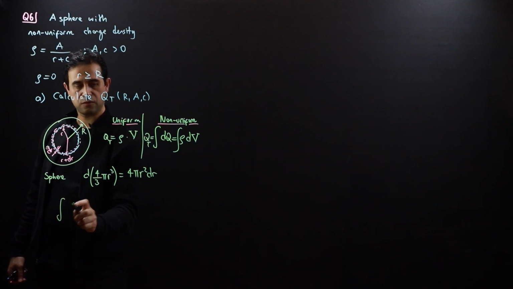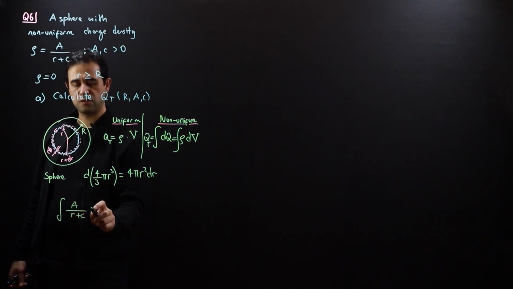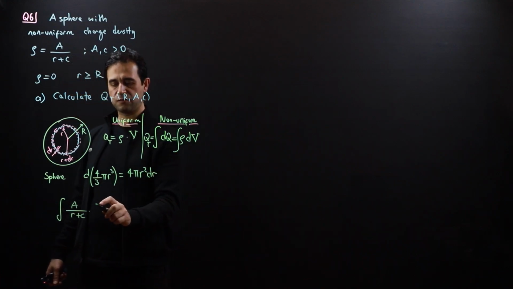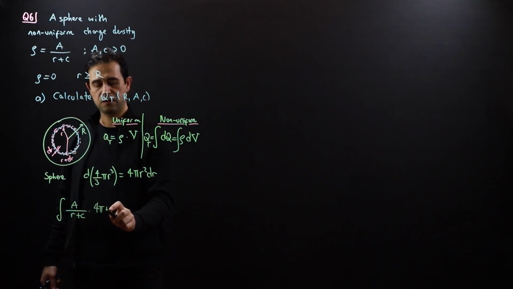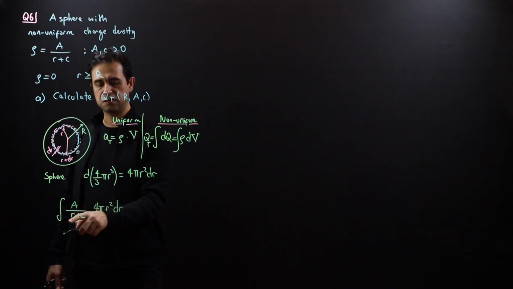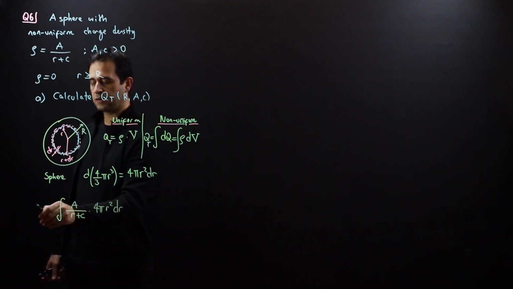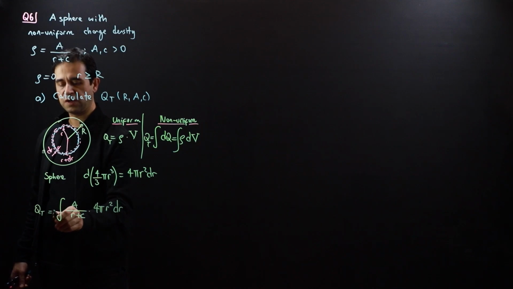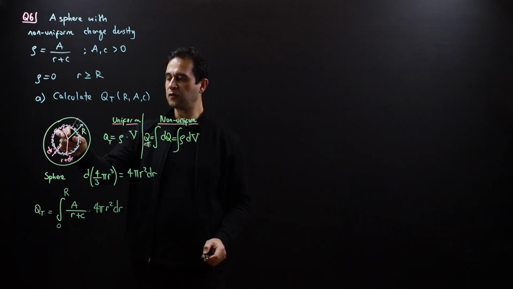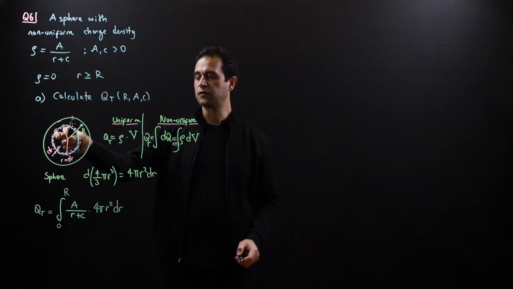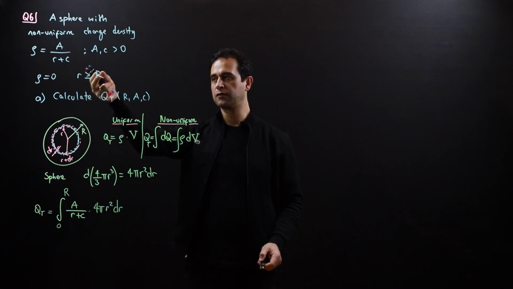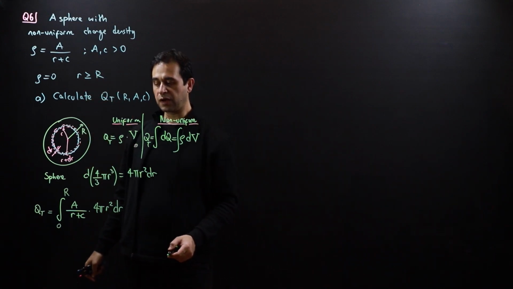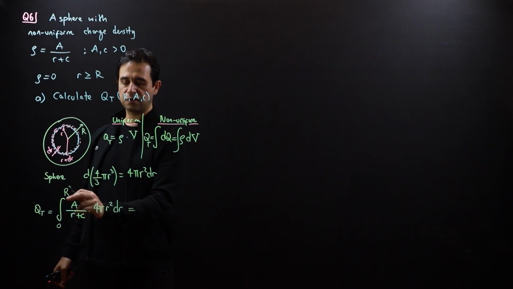So the integral of rho dV, where rho is a divided by r plus c. This is rho, and I'm going to multiply that by dV, which is 4 pi r squared dr. So this is rho times dV, and Q total is equal to that, where r changes from 0 to capital R. I'm adding all these spherical shells starting from 0 up until capital R, where capital R is the radius of the sphere.